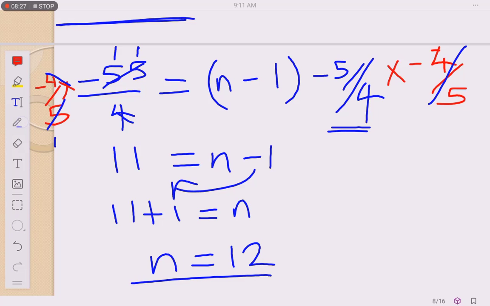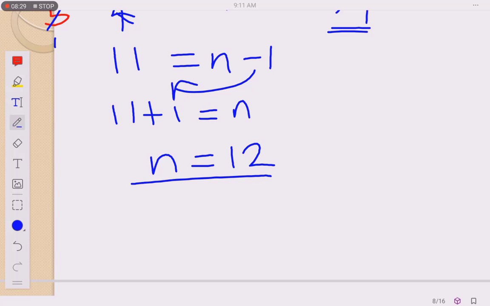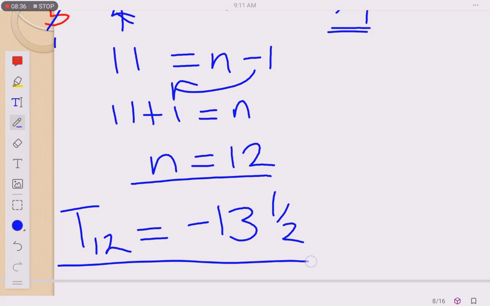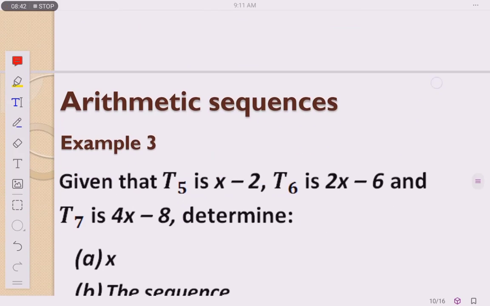So meaning to say, T12 is equal to -13.5. So our -13.5 is our nth term. Okay, that's fine. Let's have a look at another question.